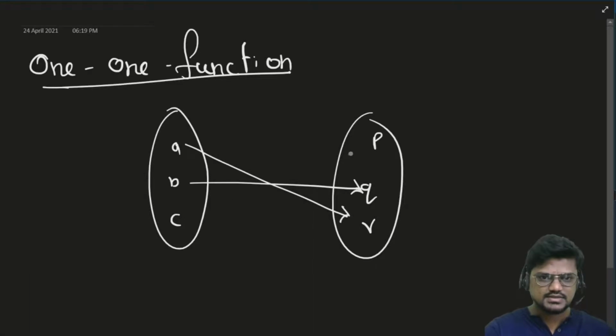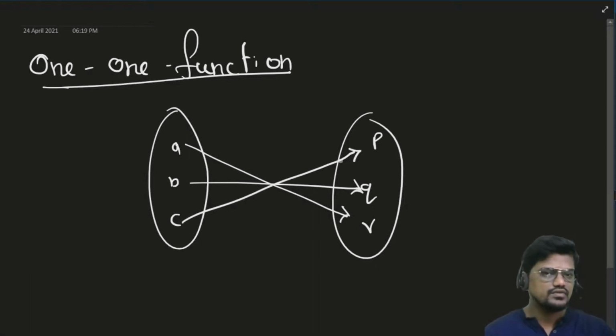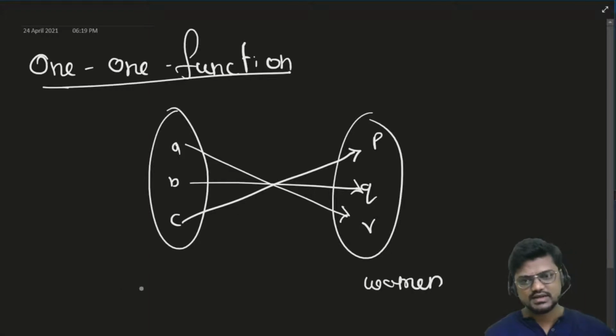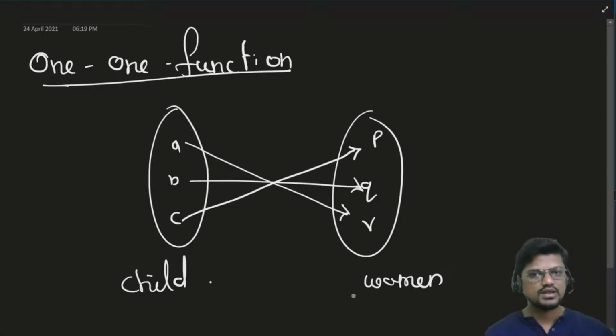If I write like this, is it a 1 1 function? Very good. So this is what your 1 1 function is. That is, every mother will have one child. Okay. This over here you can say this is the woman and this is the child. Okay, now this is a 1 1 function.